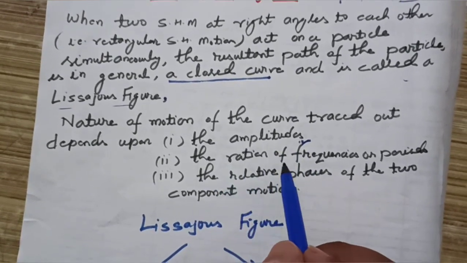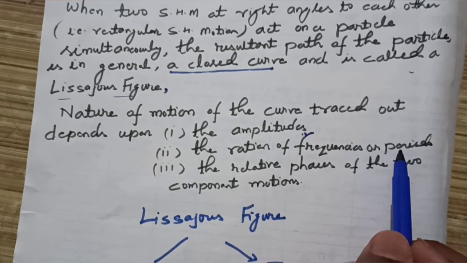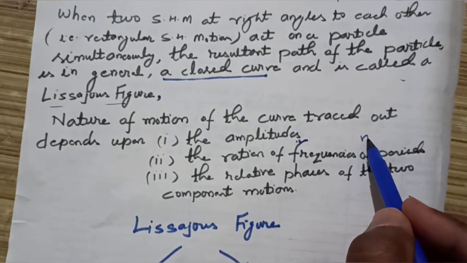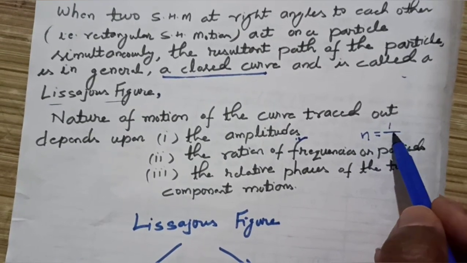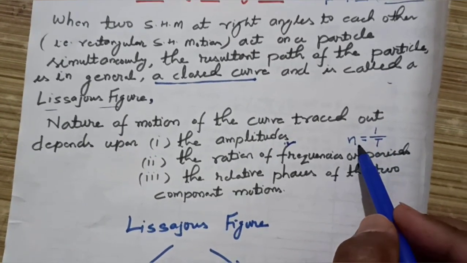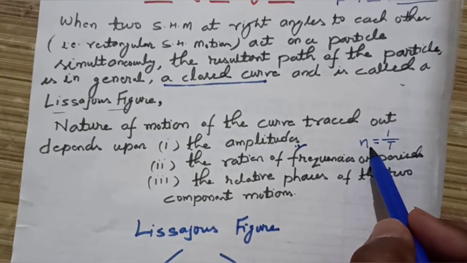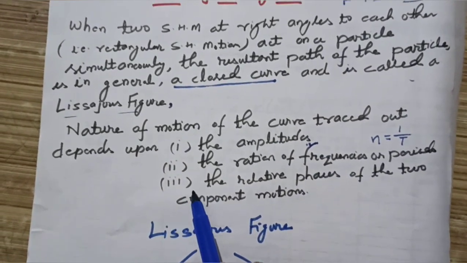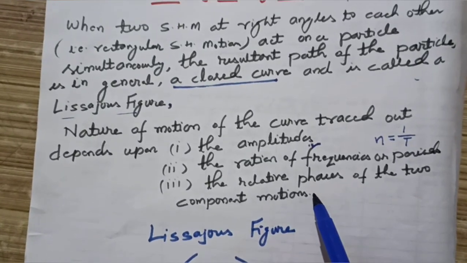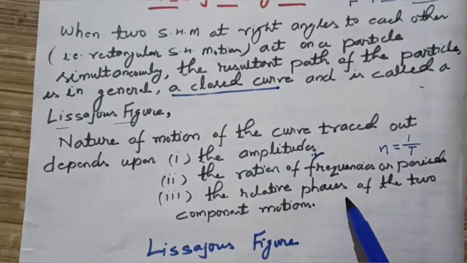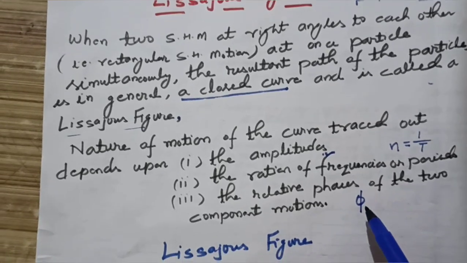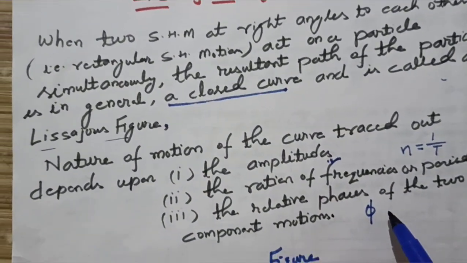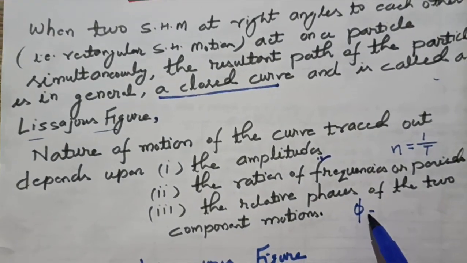Second, the ratio of the frequencies or the periods. Frequency, you know, is the number of oscillations per second, and this is given by n equals 1 upon T, with T in seconds. The third one is the relative phases of the two component motions. The phase represents the position of the particle at any instant.